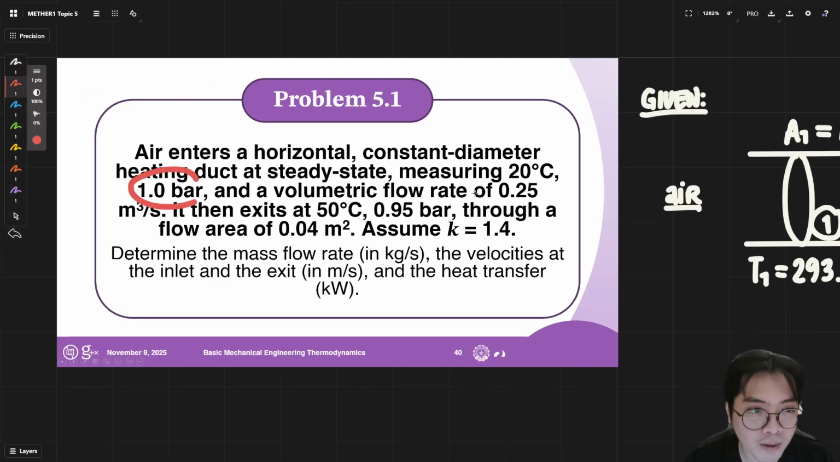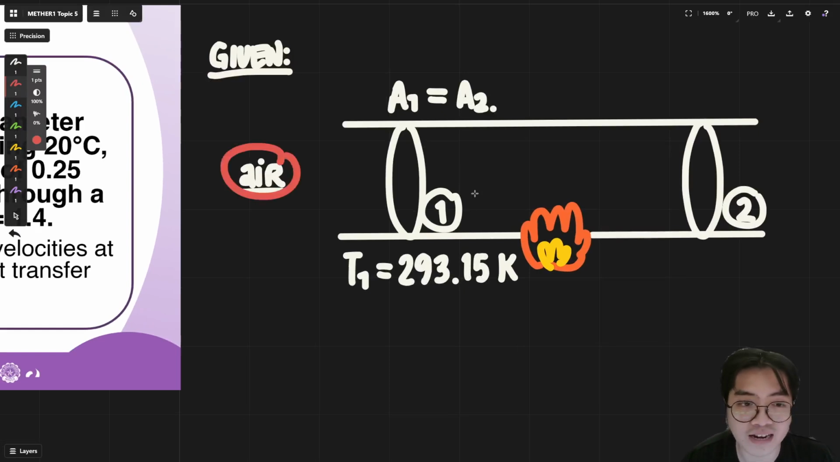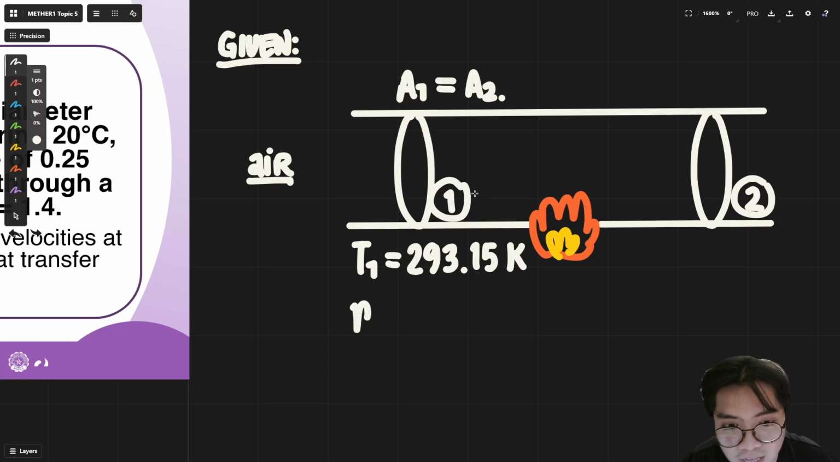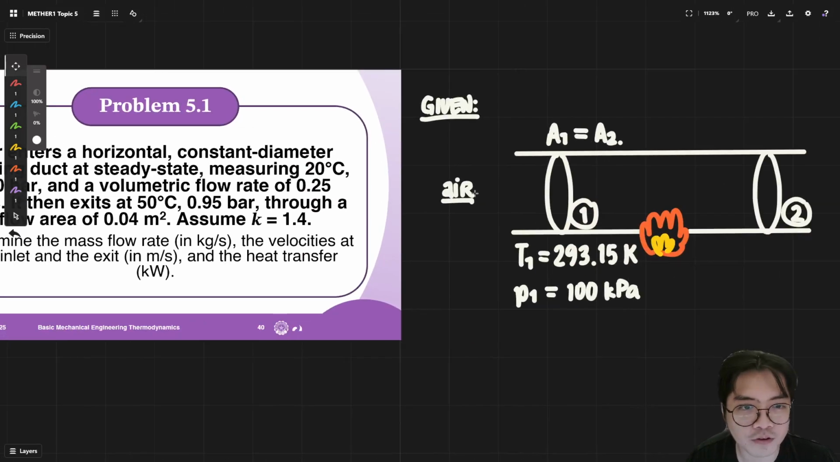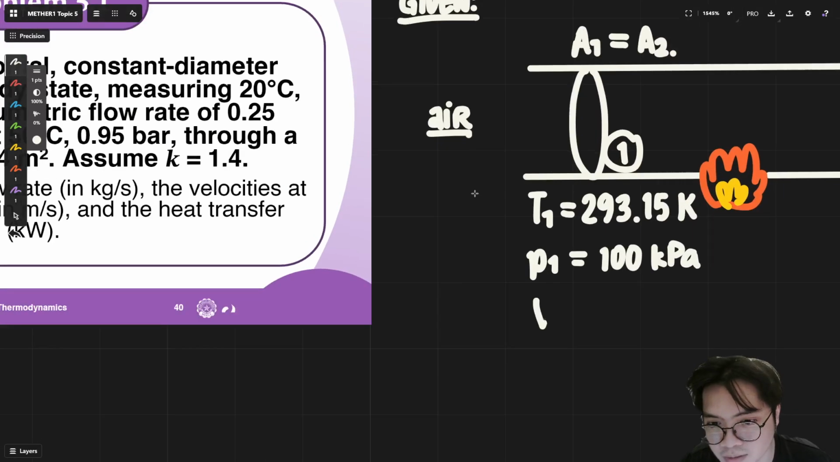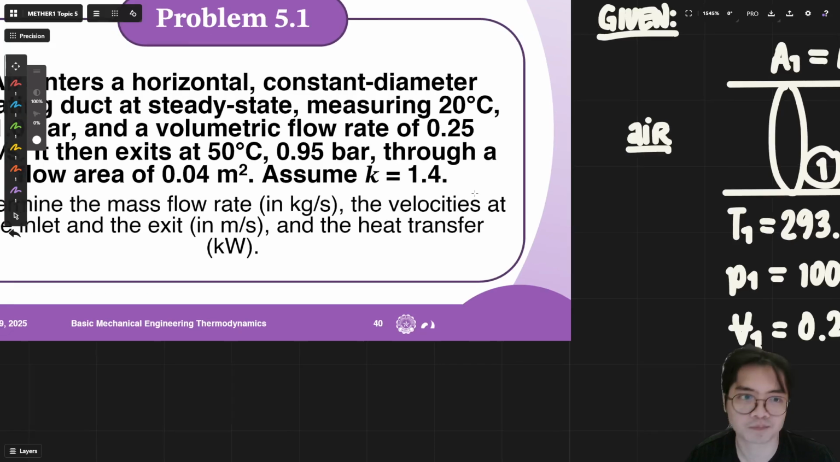Same way with 1 bar in here. 1 bar is not very computable for air, which is an ideal gas. So let's turn it into kPa, right? That's what we need in the first place, 100 kPa. And a volumetric flow rate of 0.25 cubic meters per second. So V1 is 0.25 cubic meters per second.